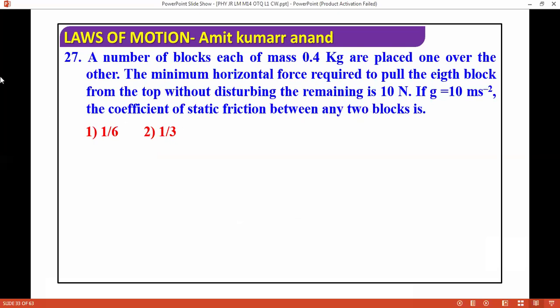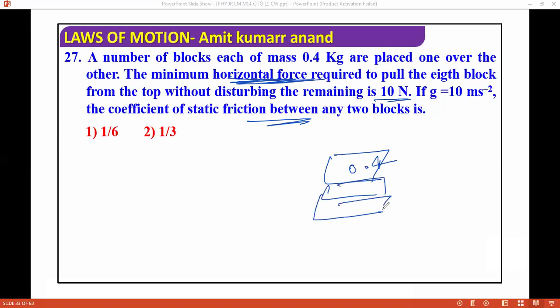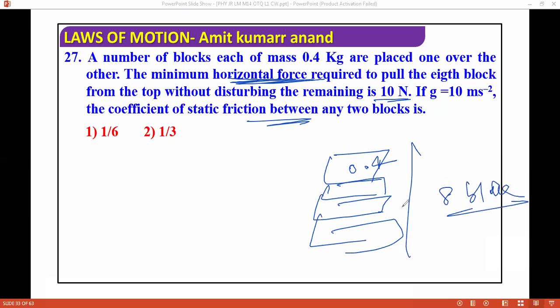So the question is asking for the minimum horizontal force. The minimum horizontal force is 10 Newton. The coefficient of static friction between any two blocks is to be found. There are a number of blocks, each of mass 0.4 kg, placed one over the other. How many such blocks? 8 blocks. Yes or no? So the coefficient of static friction between two blocks.